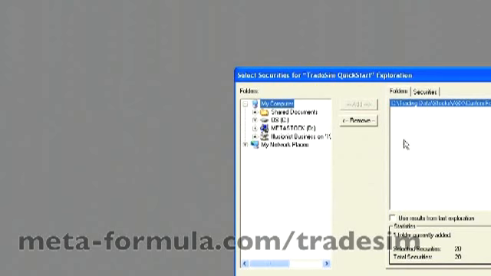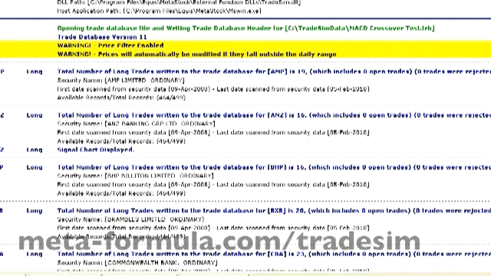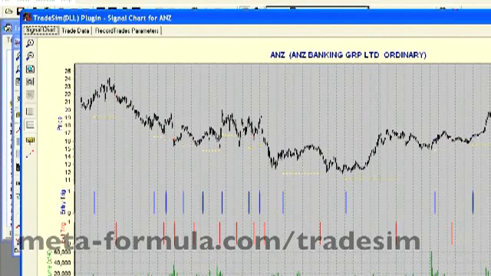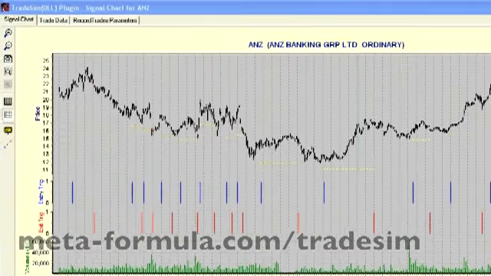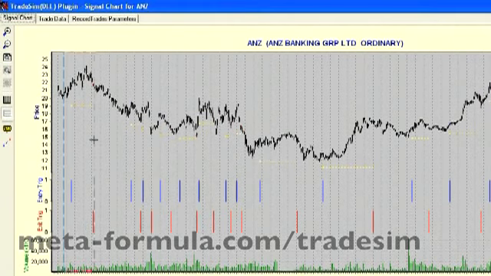We'll run that exploration again. All that data has been fed over to TradeSim. So we'll close that out, and you'll see this time it's loaded up a chart of ANZ with all of our trades. This information can obviously be extremely useful if you're doing an analysis and want to find out how a particular trading system worked on a specific stock, and you can really drill down to try and see what's happening.